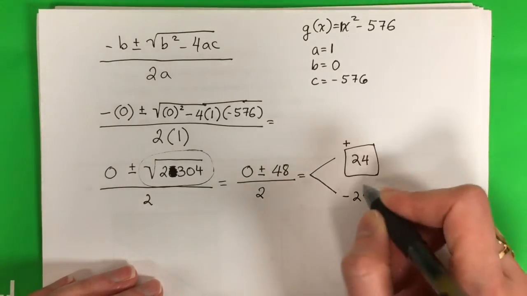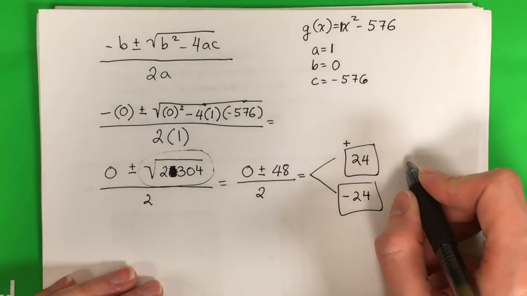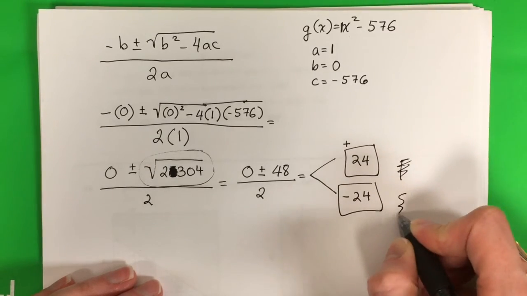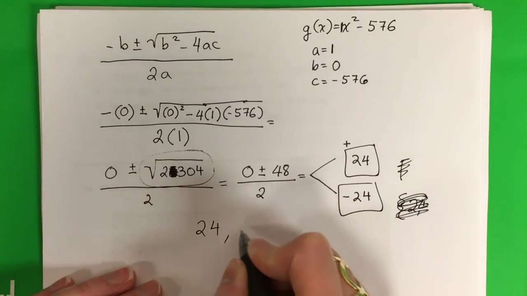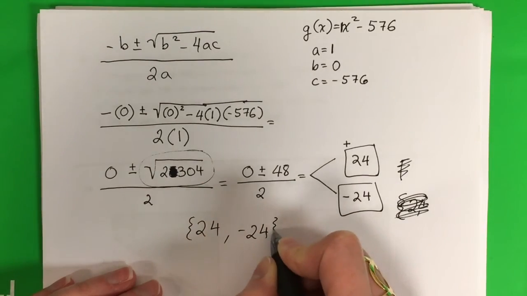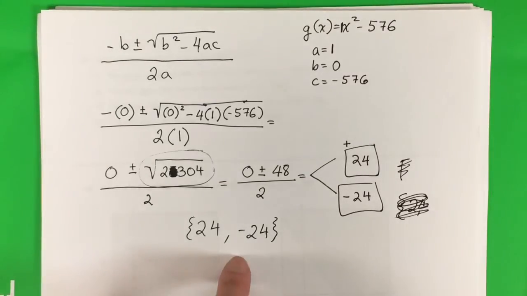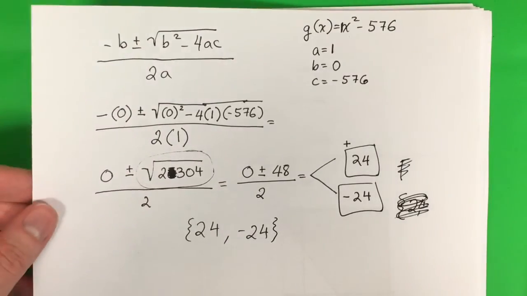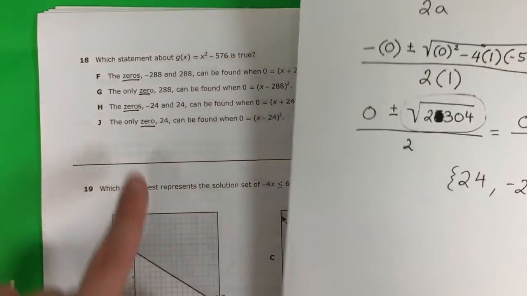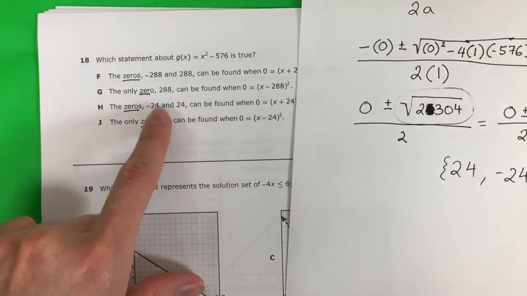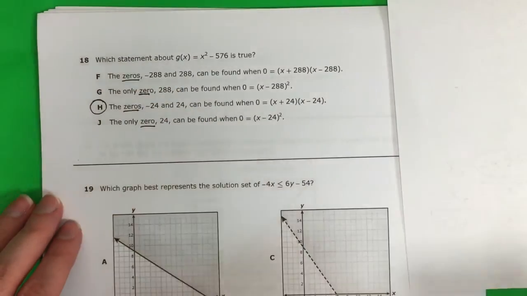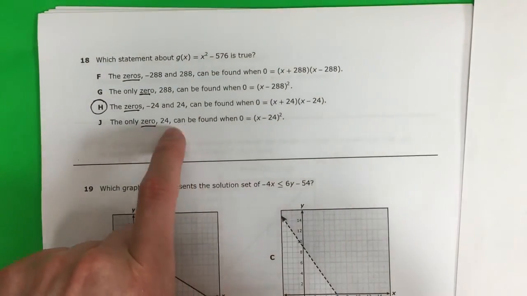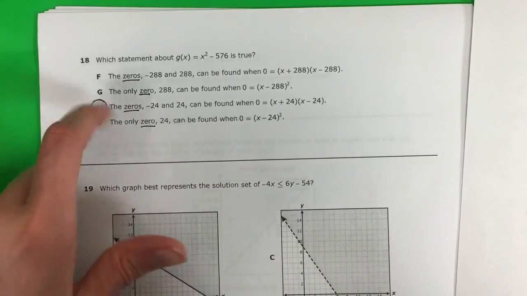So these are my answers, 24 and negative 24. There. So those are my answers. So let's see which answer will give me these two numbers. It looks like it is H. So H will be my answer because it's both negative and positive. This one is only positive. I need both. Necesito ambos. So H is my answer.